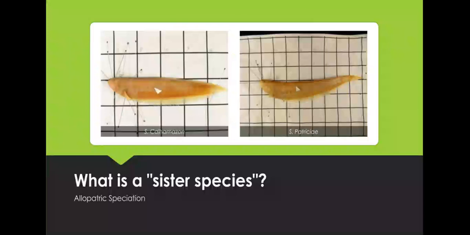So here on the screen, on the left is Sternarchella calamazon, and on the right is Sternarchella patriciae, and these fish look almost exactly the same. The differences between them are very small and they're morphological. These are actually a couple of sister species we're going to study in this study, but this here is just an example of a very closely related pair of sisters.